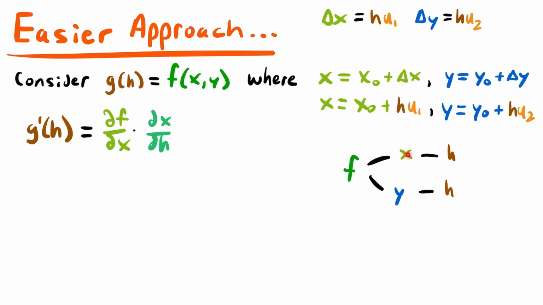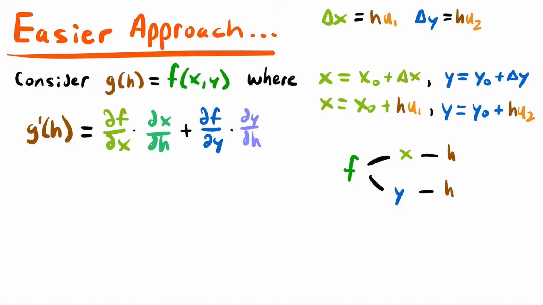x is only defined in terms of one independent variable, but then we will add our second term for the second path. We'll take a partial of f with respect to y, so I'll write that down, a partial of f with respect to y, and that will be multiplied by the derivative of y with respect to h, and that is a regular derivative.